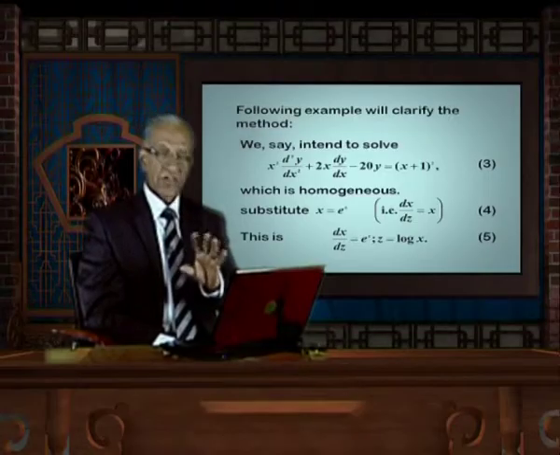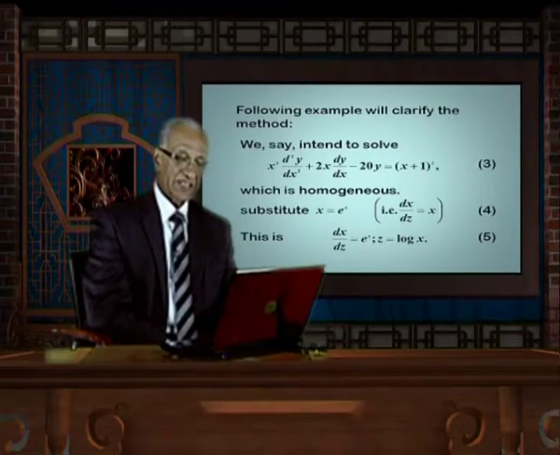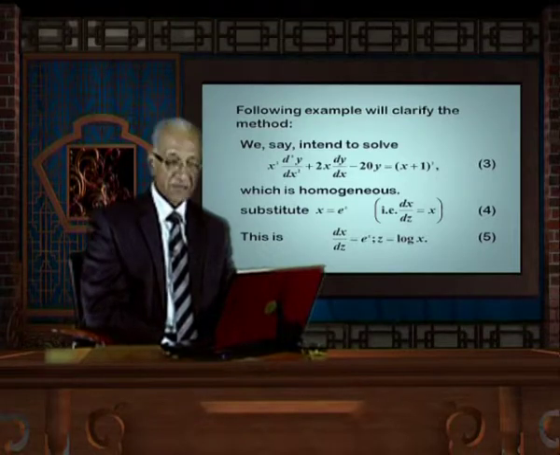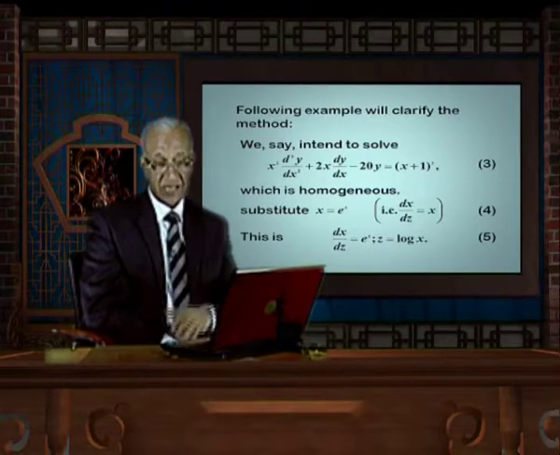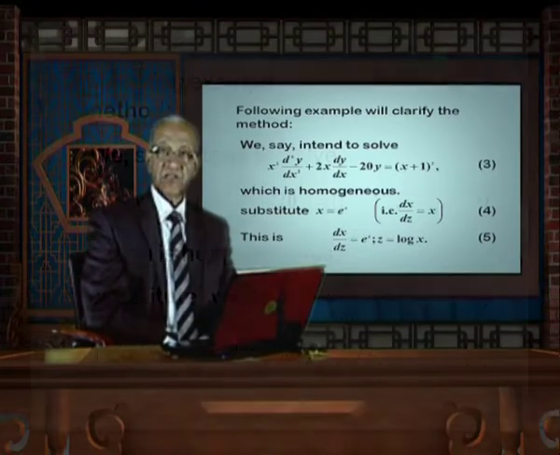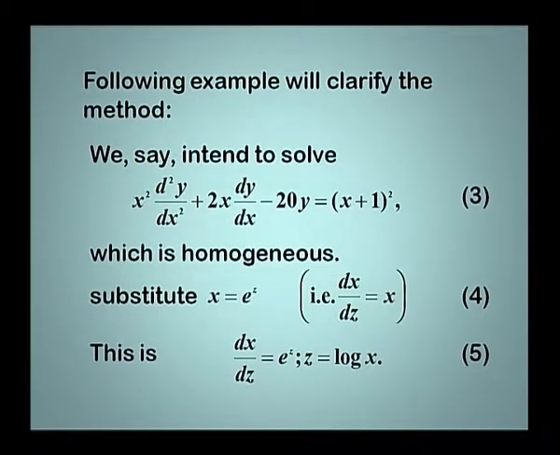We sorted out a certain kind of example, may not be very difficult, but yet we would like to know the entire method as we go by. This example which we are taking, equation 3, is the one which we intend to solve, and it is given as x squared d2y upon dx squared plus 2x dy upon dx minus 20y is equal to (x plus 1) whole squared, which is obviously homogeneous, as you can see from equation 3.